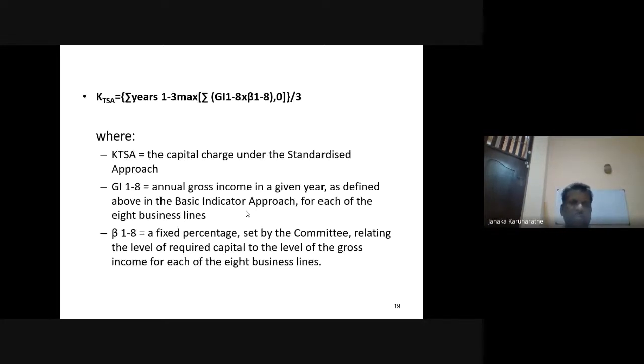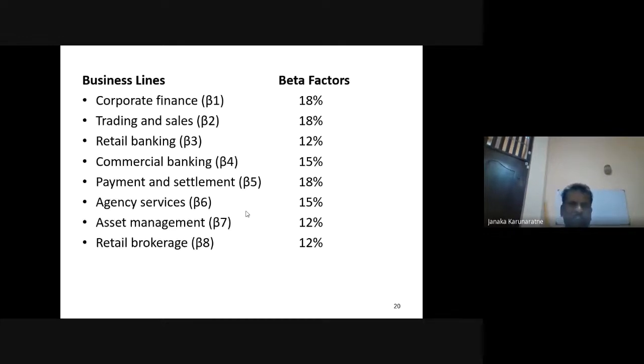Okay, so basically, what we do is we take each business line, that is 8 business lines, take the individual gross income of each business line for the past 3 years, take the average and multiply by the relevant factor. Now, earlier under the basic indicator approach, we didn't segregate by business line. We took the total and multiplied the average by 15%.